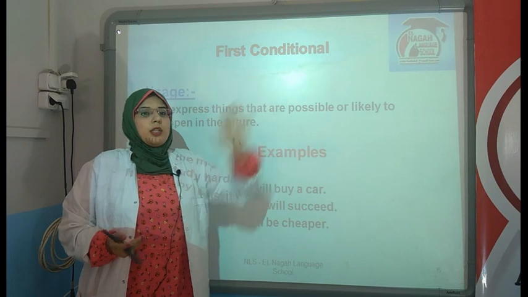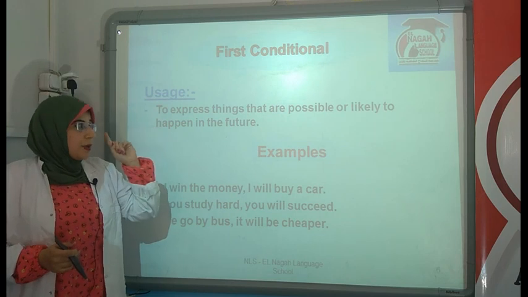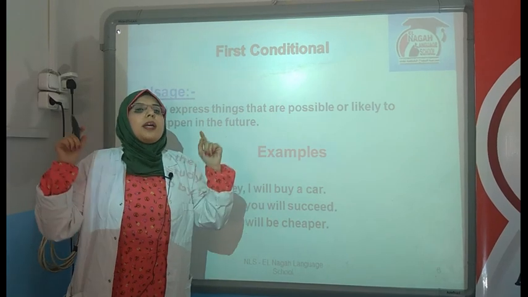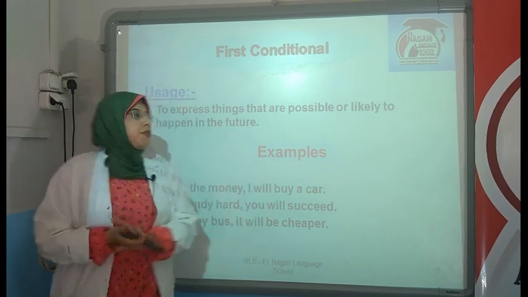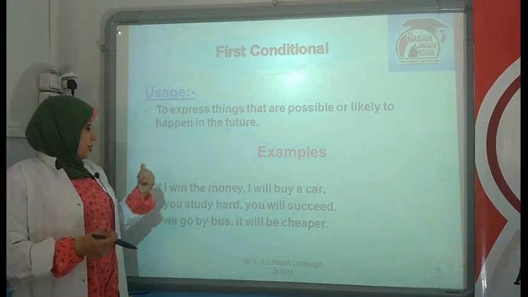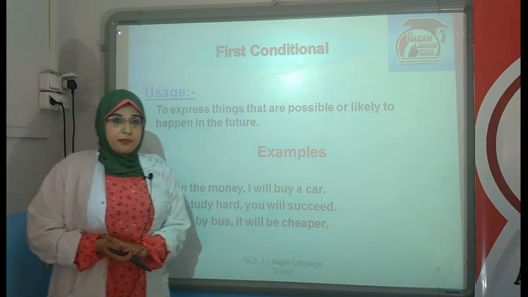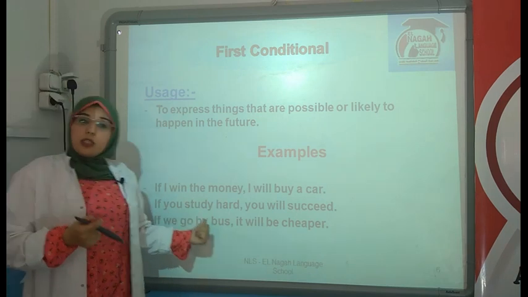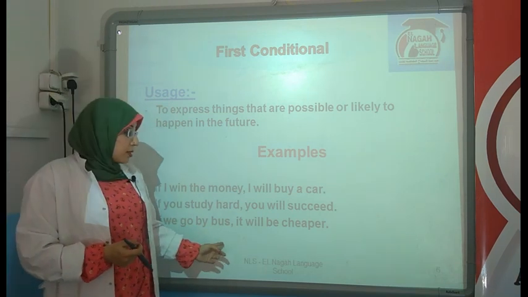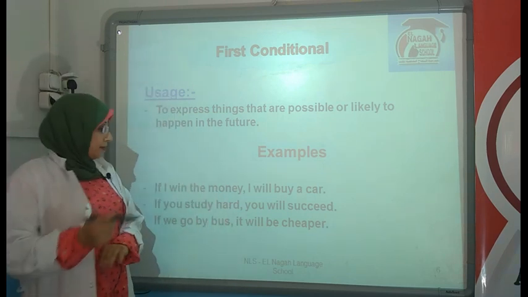The first condition. We use the first condition to express things that are possible or likely to happen in the future. Okay, let's take some examples. Number 1, if I win the money, I'll buy a car. If you study hard, you will succeed. If we go by bus, it will be cheaper. It will be cheaper. Okay.